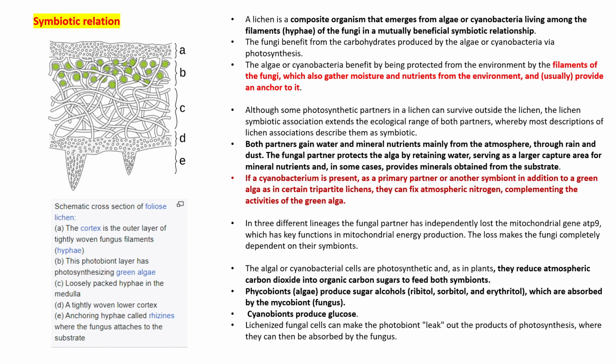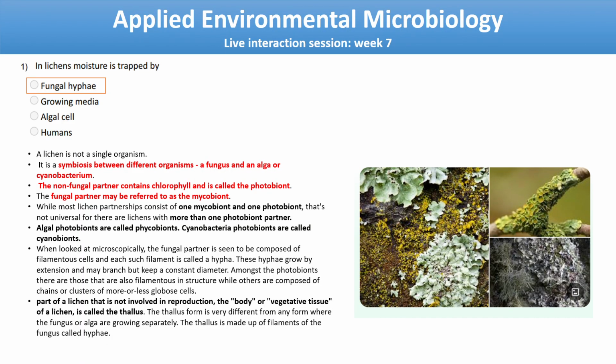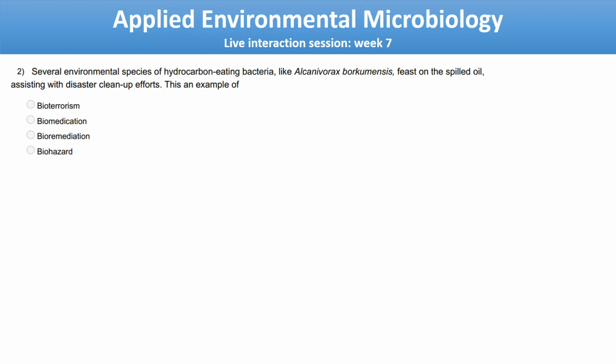And that is much more required because the fungi lost the mitochondrial gene, which does not help the fungi to produce energy with the help of mitochondria. So therefore, as I said, the correct option is lichen's moisture is trapped by fungal hyphae, whereas algal cells perform photosynthesis.